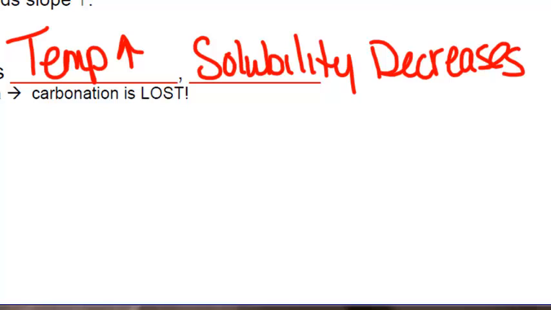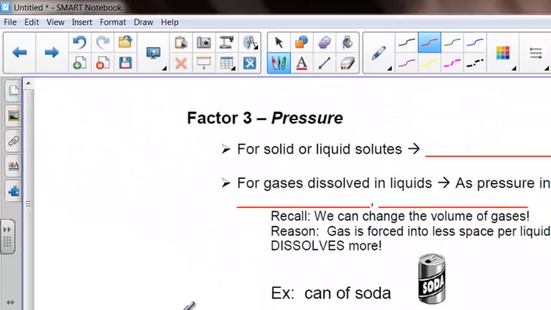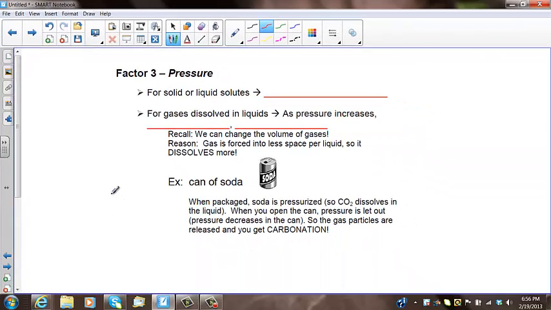In an example, we can take soda and heat it, and we lose the carbonation because the molecules are moving faster, they collide more, and they come out of solution. And the third factor is going to be pressure. For solid or liquid solutes, this will have little to no effect. Pressure really only affects gases.